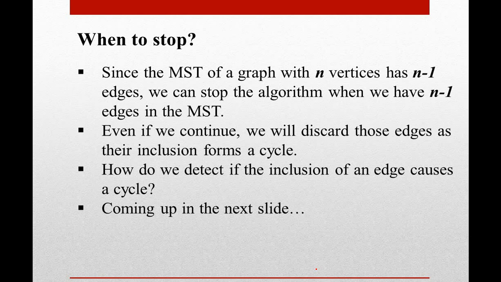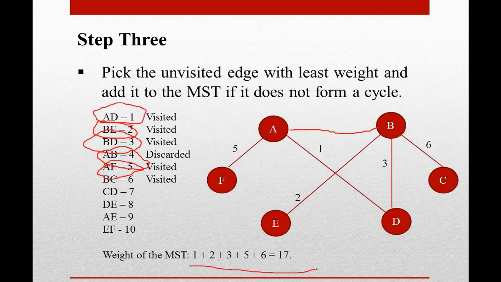So when do you stop this algorithm? Obviously a tree with n vertices will have n-1 edges. So as soon as you reach n-1 edges in your minimum spanning tree, you can stop. That is a very simple approach. So what happens if you continue? If you don't stop and keep continuing, what happens?